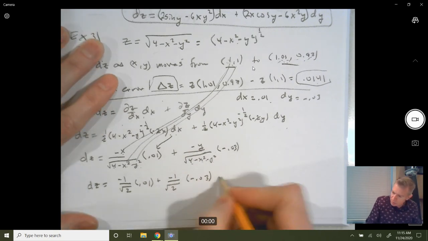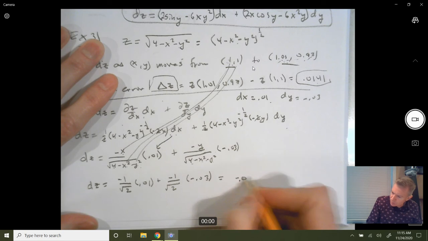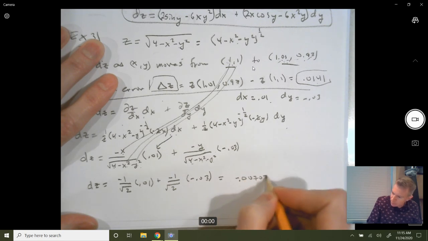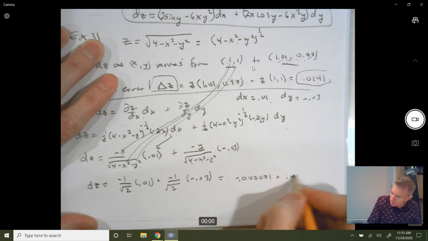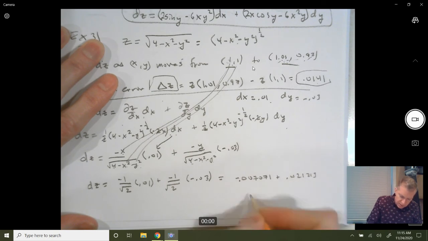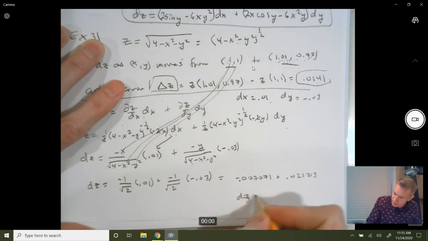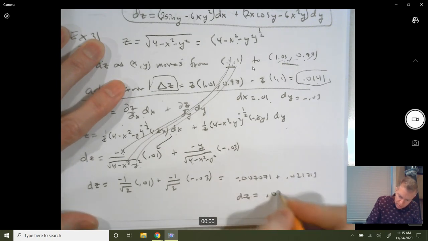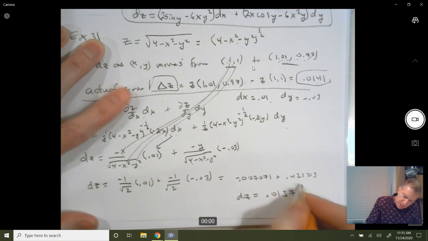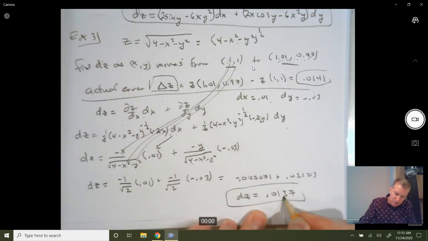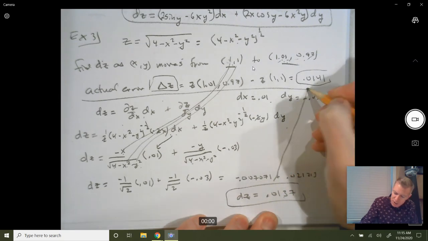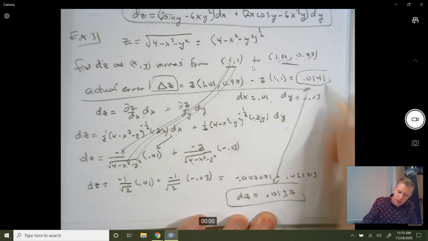Okay, and that comes out to be negative 0.007071 plus 0.021213. And your dz differential comes out to be about 0.0137. Okay, so that was your estimated error. This right here was your actual error, not too far off.